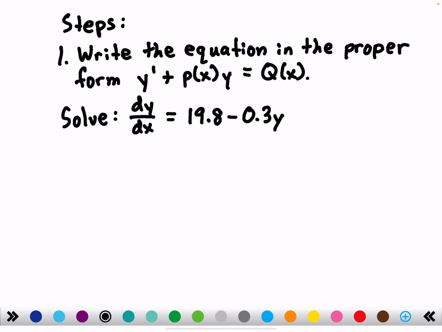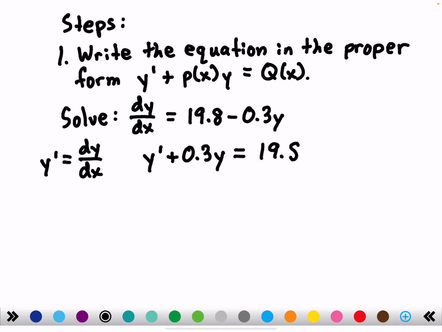First of all, y prime is equal to dy/dx, so we can make that substitution. And second, we can move the negative 0.3y from the right side to the left side by adding 0.3y to both sides. And that gives us this equation, y prime plus 0.3y equals 19.8, and that is in the form y prime plus p sub x times y equals q sub x.